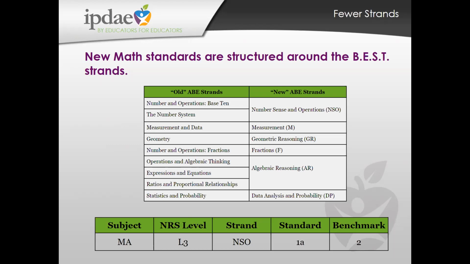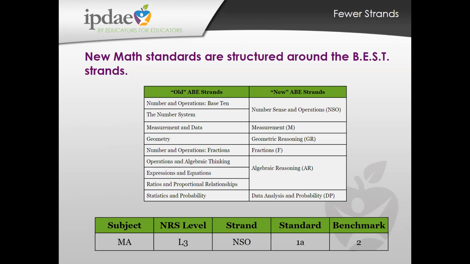One place where I think this is especially powerful is in the algebraic reasoning domain, which now fuses together 3 different strands from the prior framework. So it fuses together operations and algebraic thinking, expressions and equations, and ratios and proportional relationships, which really are all very much under that umbrella of algebraic reasoning. So seeing some of those connections is easier now because those have all been brought together into a single strand, the algebraic reasoning strand.